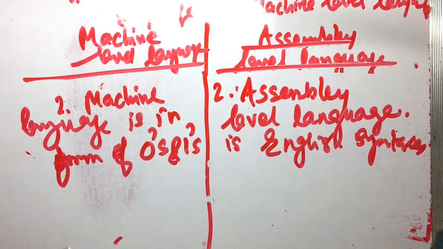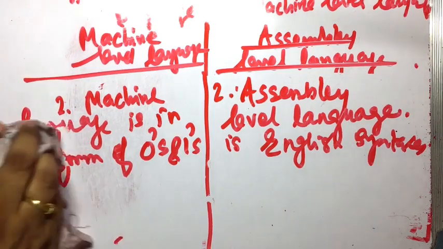The first difference was that the CPU can directly understand the machine level language without any compilation or interpreter or assembler. In assembly level language, the programmer can understand the assembly language, but however CPU cannot understand it. So there is a need of assembler software.